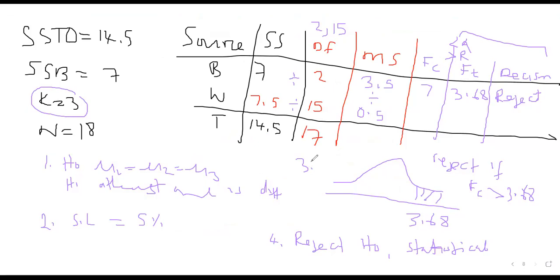Collins, just remind me again, I was quite lost on the degree of freedom. How did you find the 2 and 15? The 2 is K minus 1, so 3 minus 1. Everything comes from the table format. Is that clear? Yes, thanks.